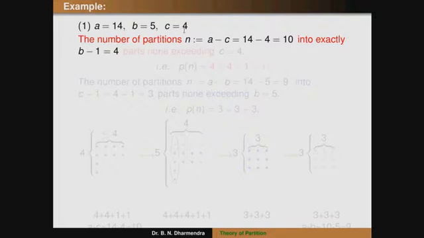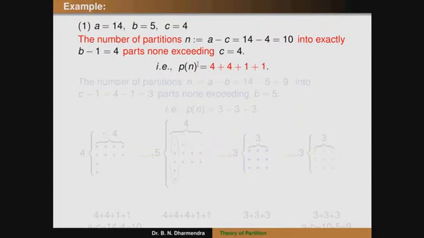N is equal to 10, and each part is at most 4, none exceeding C, which is also 4. We can observe that the number of parts of the partition is 4, and none exceeding 4. So the 10 can be written as the parts of the partition, 4 plus 4 plus 1 plus 1. You can observe the terms, so we have to add this: 4 plus 4 is 8, plus 1 is 9, plus 1 is 10. So that is the value of N.